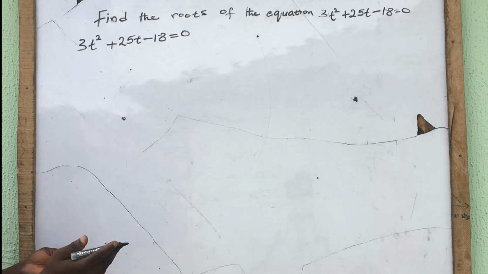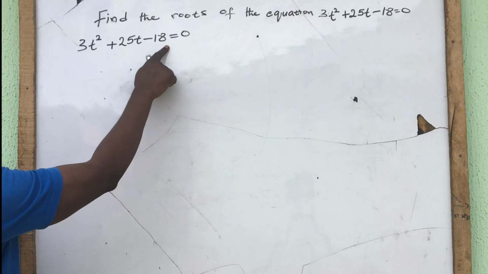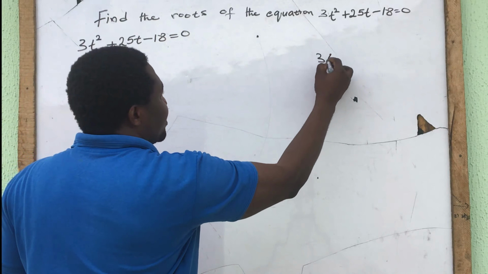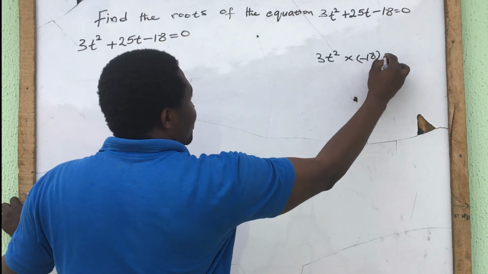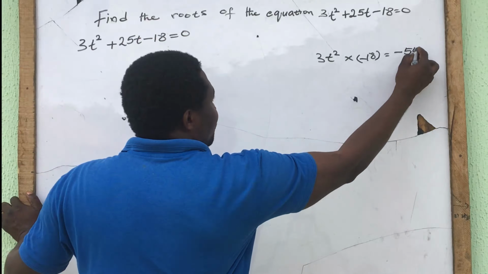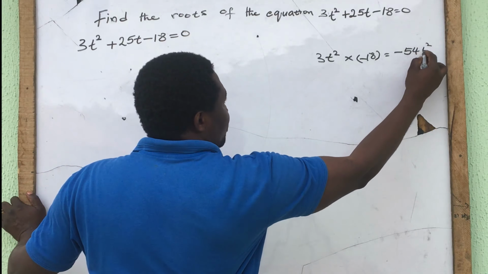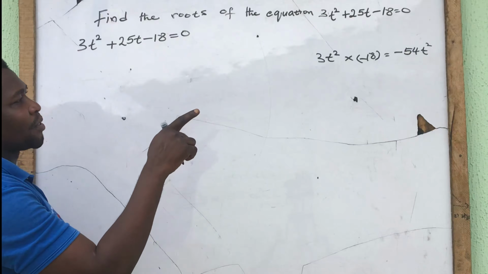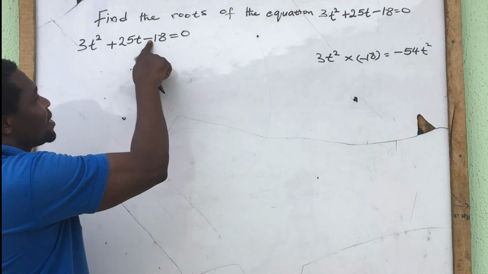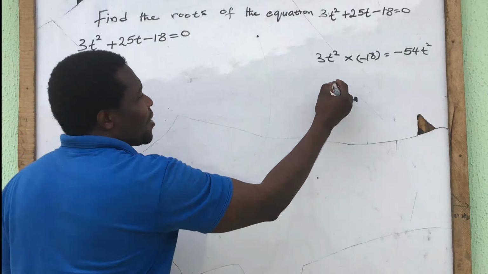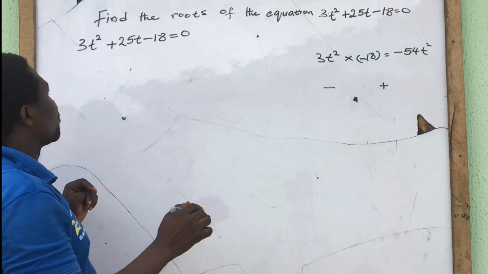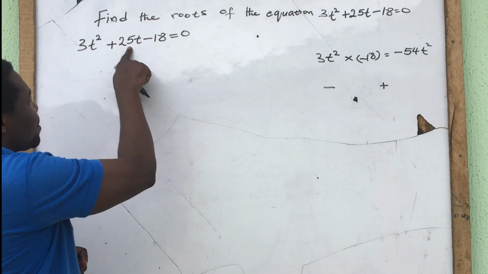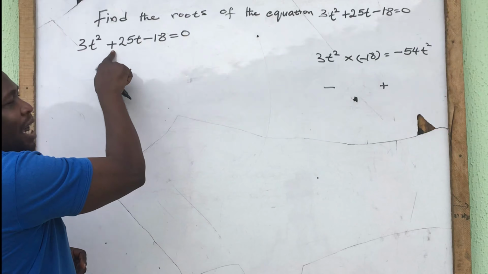So we have to factorize this. Let's multiply this and this together. That is 3t squared times minus 18 equals minus 54t squared. Look at that, minus 54t squared. The value here is negative, meaning that we are going to have a minus and a plus factor. What is here is 25, meaning that the bigger value we carry plus.